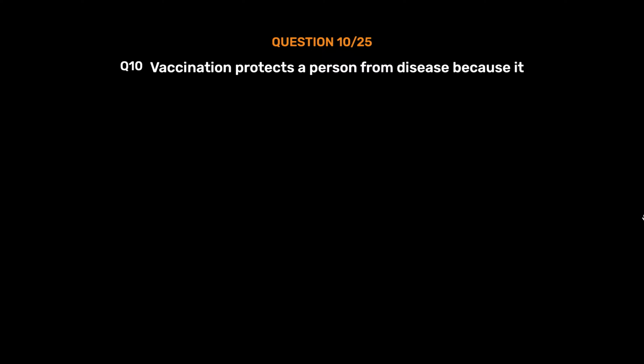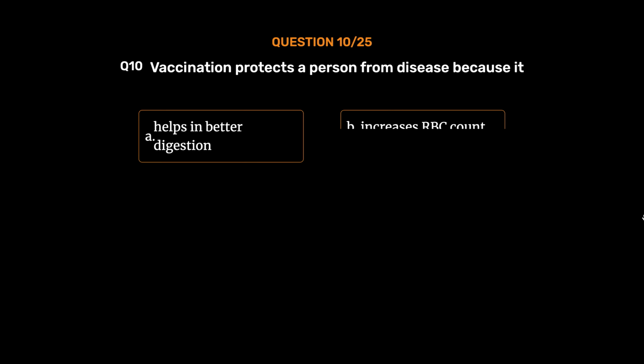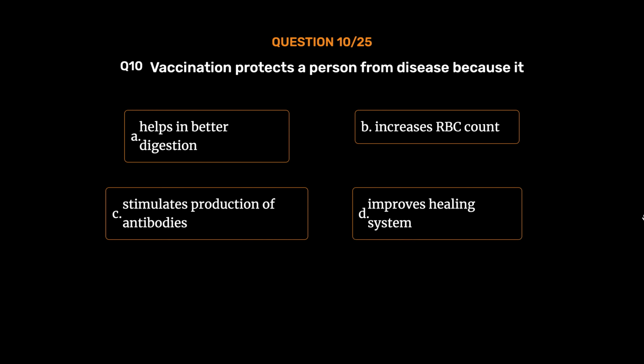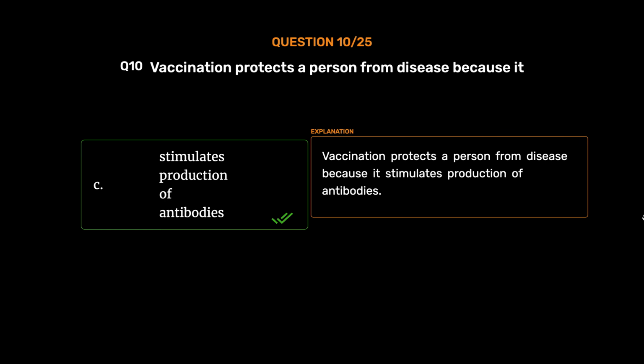Question number 10. Vaccination protects a person from disease because it. Option A. Helps in better digestion. Option B. Increases RBC count. Option C. Stimulates production of antibodies. Option D. Improves healing system. The correct answer is Option C. Stimulates production of antibodies. Vaccination protects a person from disease because it stimulates production of antibodies.